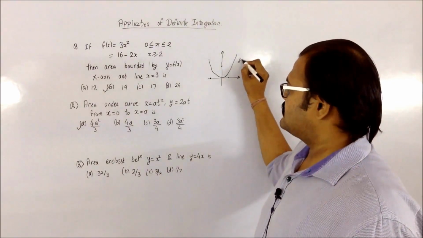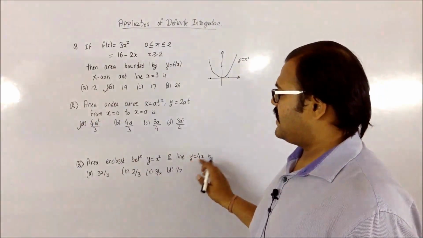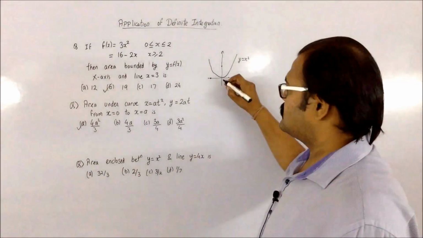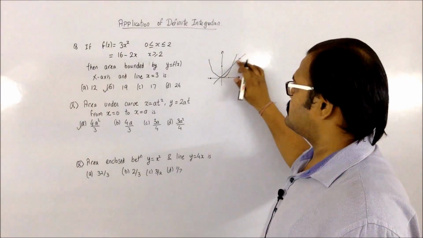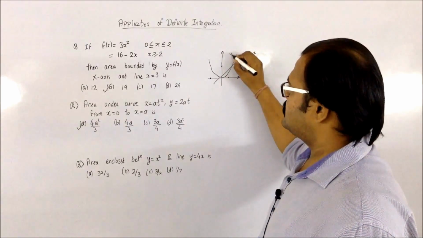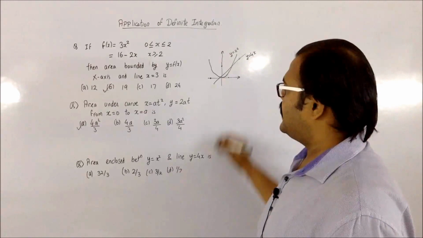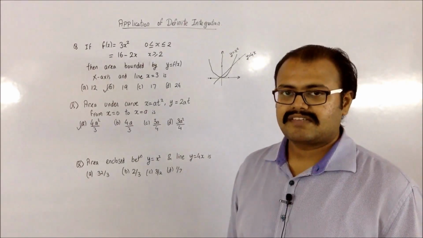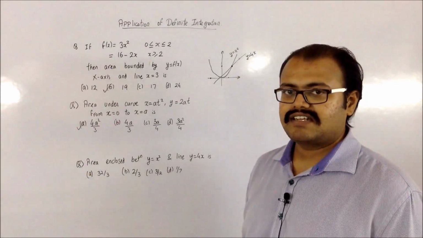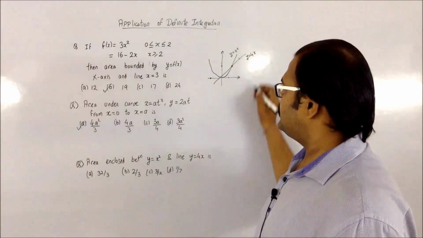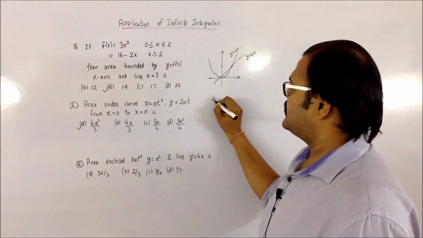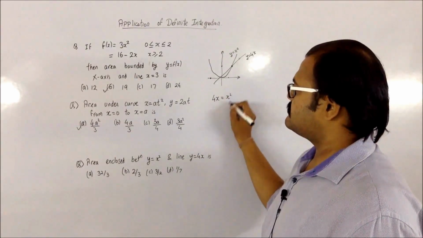So this is my y is equal to x square. I require the line y is equal to 4x. Now y is equal to 4x is nothing but the line which is going to pass through the origin. So this is my y is equal to 4x, and this one is y is equal to x square. I have to find the region between these two. Now for that, I require the point of intersection of these two, the curve and the line. So I will be substituting directly the value of y is equal to 4x in this. So I will be getting 4x equals x square.